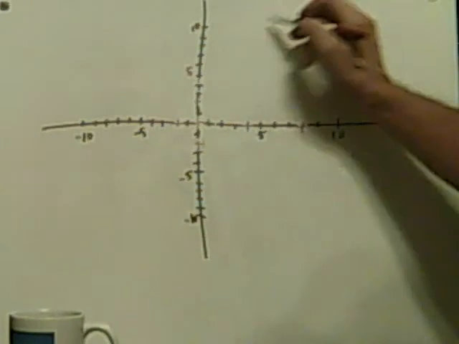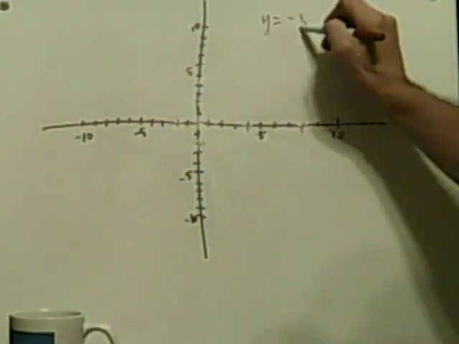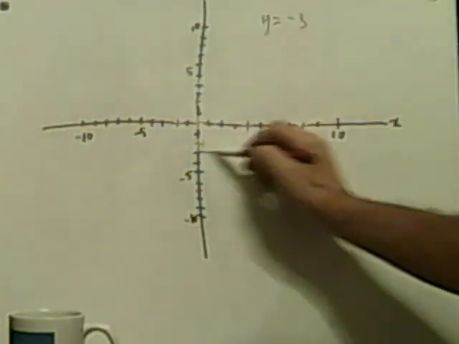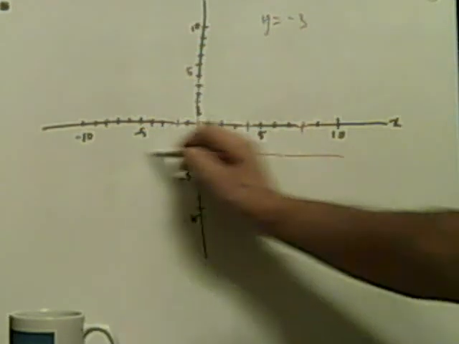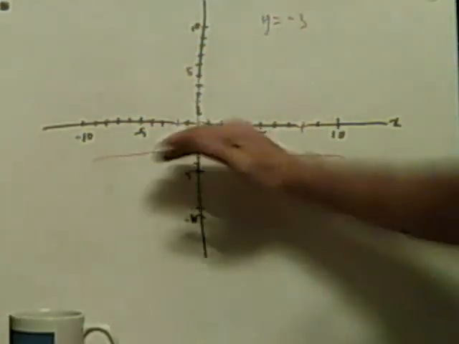Okay, now let's go to the next one, which is y equals negative 3. So you go down to negative 3, and then you just draw the line. This is a horizontal line at the height of negative 3.